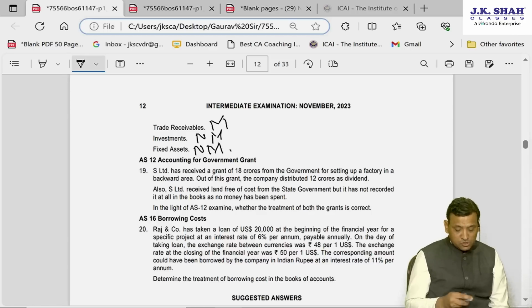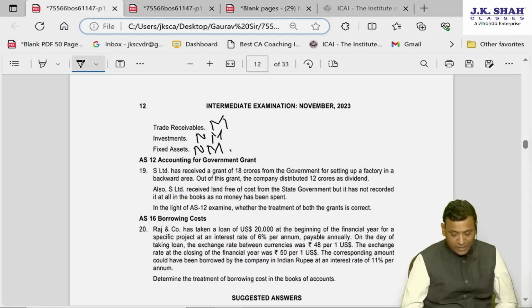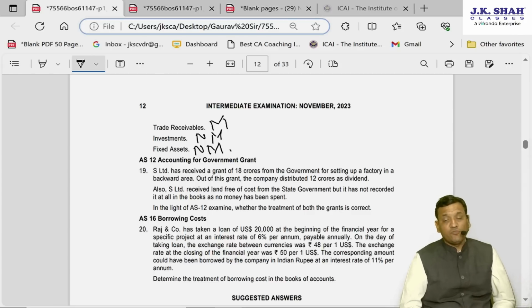Obviously no. First of all, you have received 18 crore from government to set up a factory in a backward area. Don't you think this grant is in the nature of promoter's contribution to be credited to capital reserve? This capital reserve is in the nature of capital receipt and is not to be distributed as dividend. This 18 crore cannot be utilized as dividend. So giving dividend of 12 crore is obviously inappropriate.